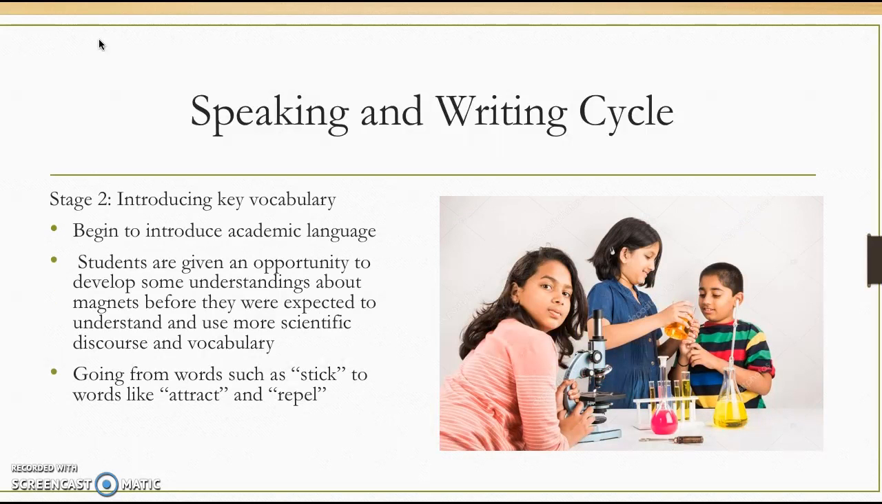The next is stage 2, which is introducing key vocabulary. This is when the teacher begins to introduce academic language into the experiment. Students are given an opportunity to develop some understandings about magnets before they are expected to understand and use more scientific discourse and vocabulary. And then they're going from words such as stick to words like attract and repel.